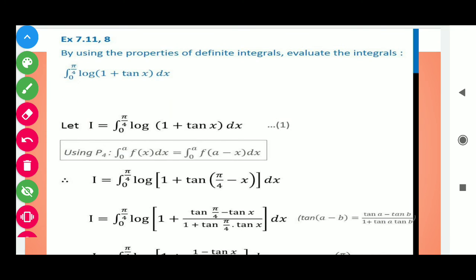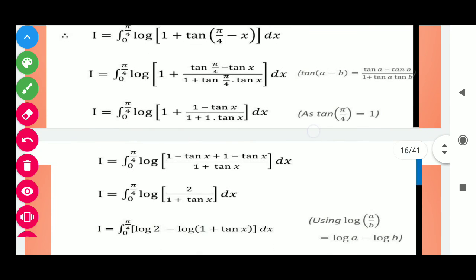In this way we get 0 to pi by 4 is the limit, log 1 plus tan of pi by 4 minus x. Okay, and the formula of tan 45 minus x is tan a minus tan b over 1 plus tan a tan b. So students, here we take the LCM and after that 1 minus tan x plus 1 minus tan x over 1 plus tan x. In this way we get here, students, notice one thing, that the value of tan 45 is 1 and by taking the LCM we get here a positive sign. Okay, after that tan x and tan x will cancel out, we get 1 plus 1, 2.